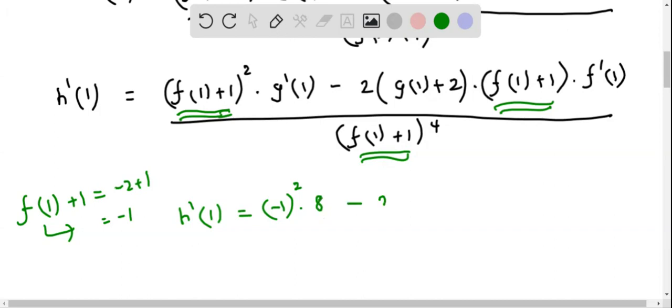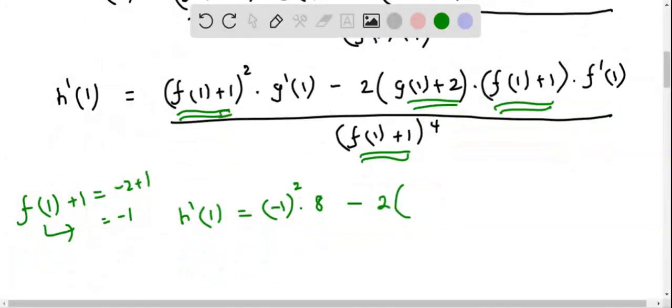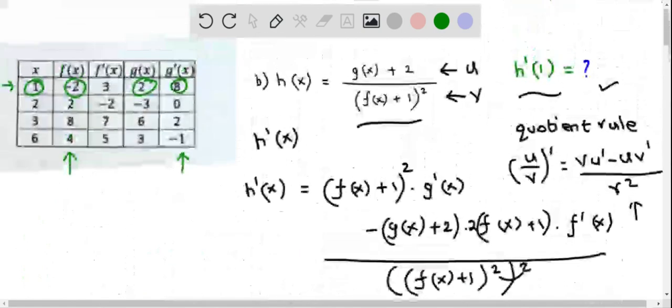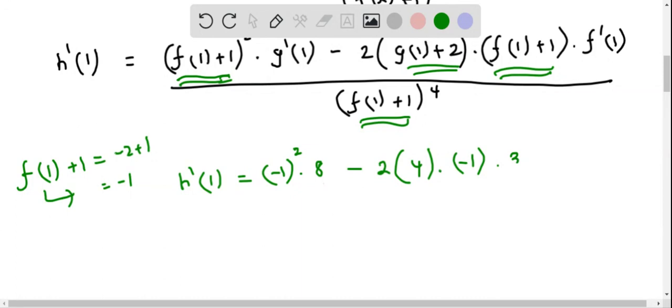We then have minus 2 times g of 1 plus 2. g of 1 is 2, so 2 plus 2 is 4. We know that f of 1 plus 1 is negative 1, so I put negative 1 times f prime of 1. Let's find it from the table. This is f prime of x, and we have to find f prime of 1, which is 3. So I put 3 here, and this is all over f of 1 plus 1, which is negative 1, raised to the power of 4.